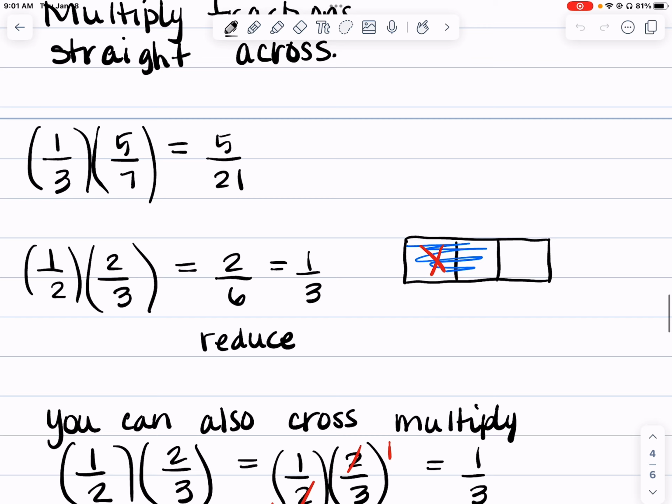Okay, so 1/3 times 5 over 7. You multiply the tops, 1 times 5. Multiply the bottoms, 3 times 7.